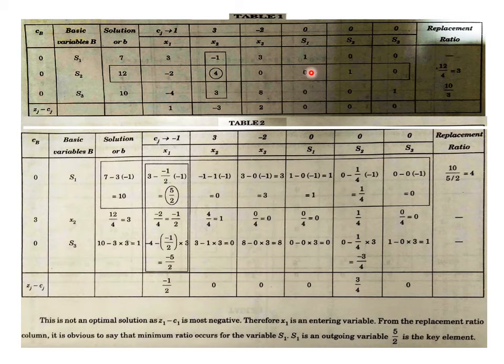And the key row of the previous table is the second row. So in the new table, table 2, we will find the second row initially by dividing all elements of the key row by that key element. So 12 upon 4, minus 2 upon 4, 4 upon 4, 0 upon 4, 0 upon 4, 1 upon 4, 0 upon 4. And they are calculated as 3, minus half, 1, 0, 0, 1 by 4, 0. So this is how the second row arrives initially in table 2.